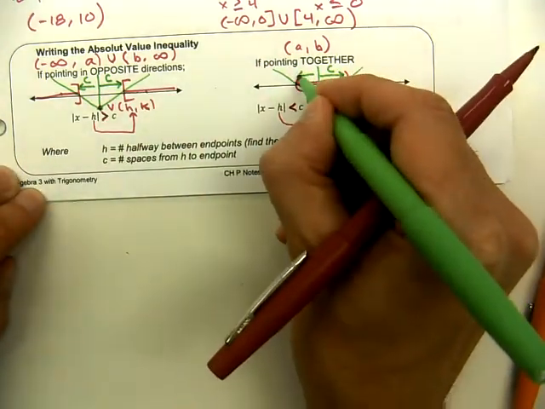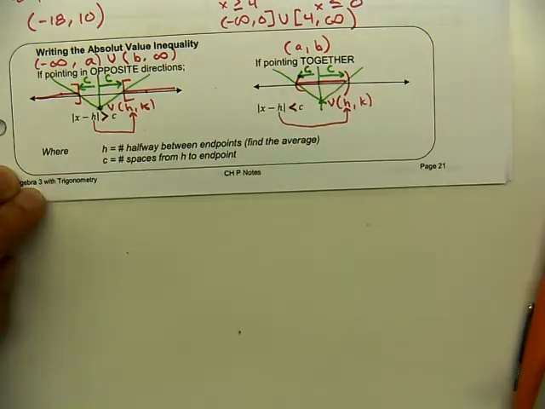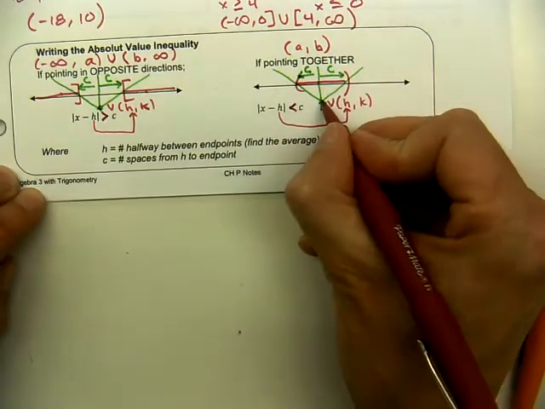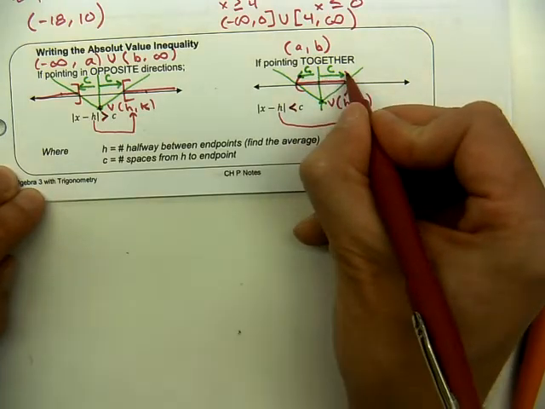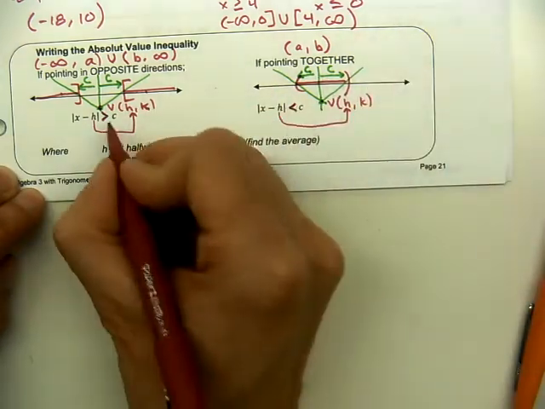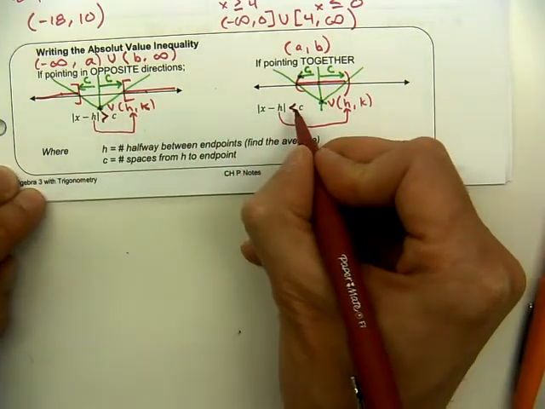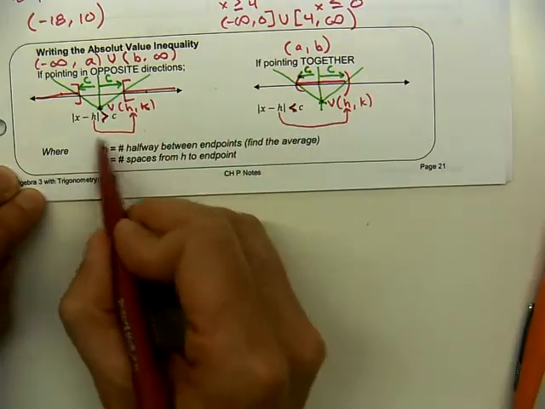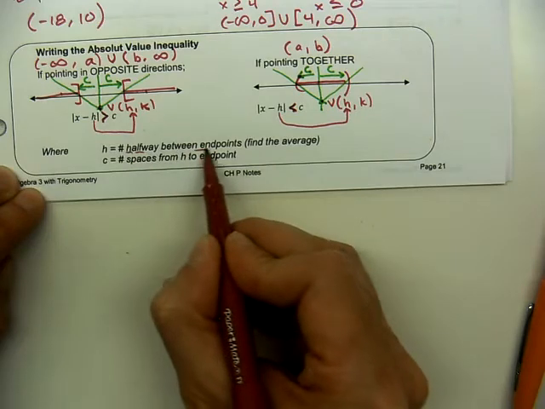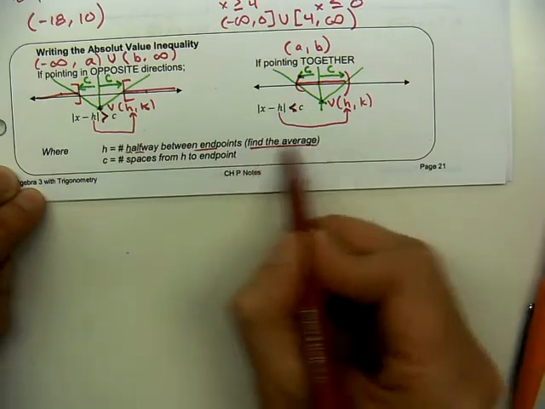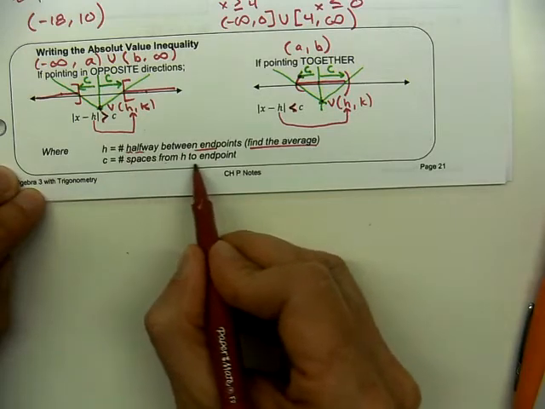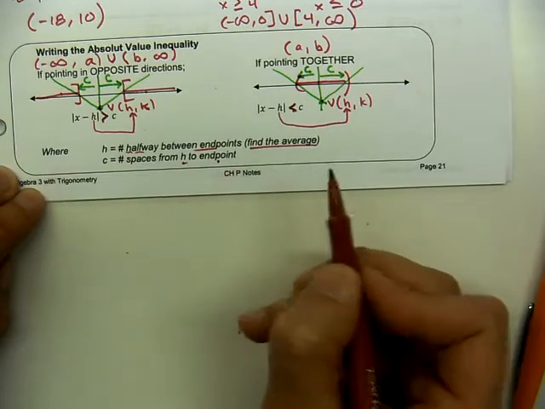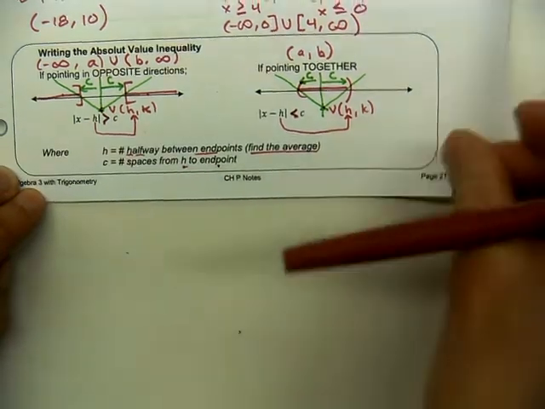So those are the three pieces of information that we need. We need to know what is the vertex's location with the H. We need to know this distance, and we need to know whether we pick the greater than sign or the less than sign. So to find the H, this is going to be the halfway between the endpoints. In other words, find the average. So we'll be doing that in a moment. And then to find the C, we can just count the number of spaces from the H to the endpoint. And that'll do it. So let's go to our two examples.